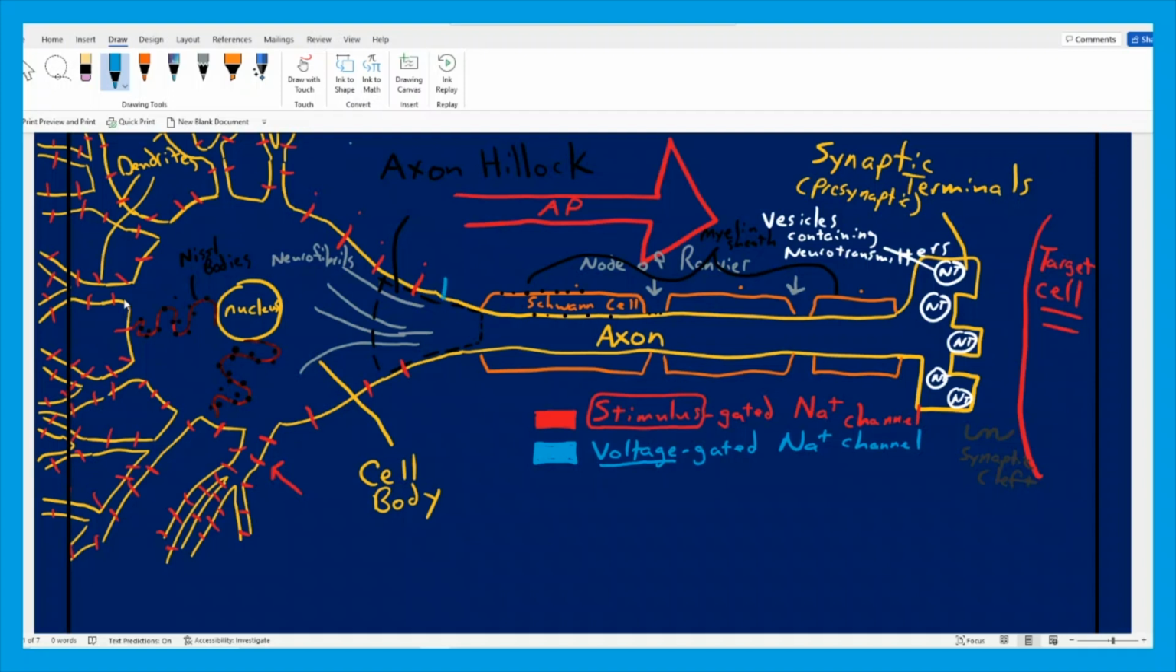I'm going to draw a great big one right here, another one right here, maybe at the nodes, and down here on the synaptic terminal, the end of the thing. Voltage-gated sodium ion channels. These are the ones that open during the action potential. The action potential will start about right here.